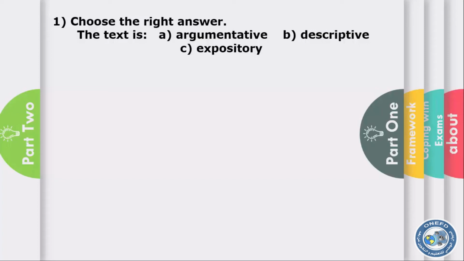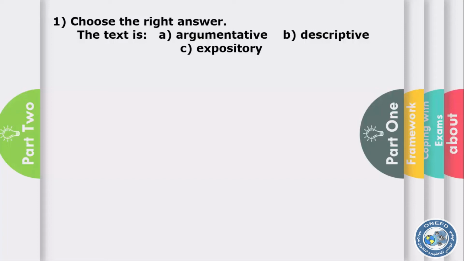So you understand that the question is asking you to identify the type of the text. In order to identify the type of the text, you should have already dealt with the types of the text. Each text has its own characteristics. So this depends on your understanding first of the text, and second on your understanding of the characteristics of the types of text. Because if you don't understand the characteristics of a type of text, you would not be able to identify the type of the text or the type of discourse.